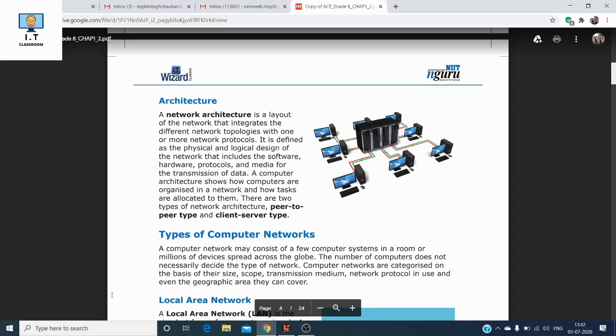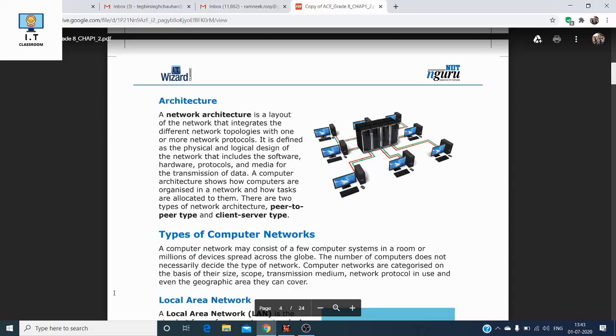There are two types of network architecture. One is peer-to-peer type and another is client-server type. Now, look here. First of all, we are discussing about P2P type. In this type of network, two or more computers that use the same type of programs to communicate and share data is called peer-to-peer network.